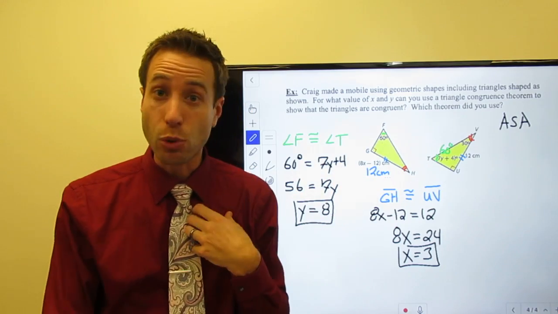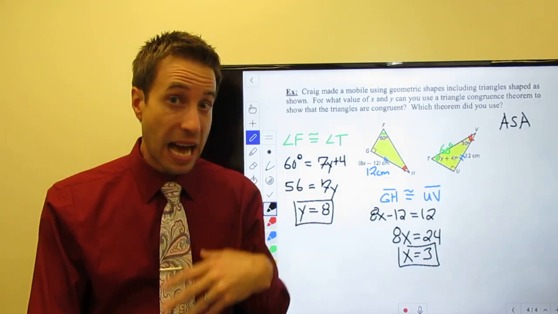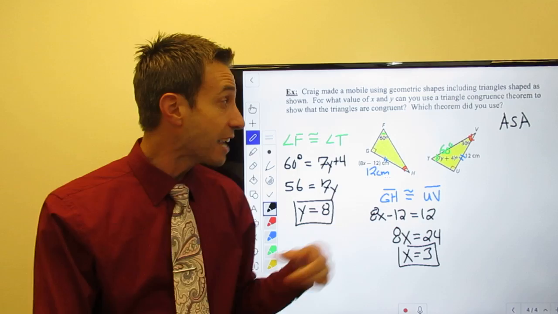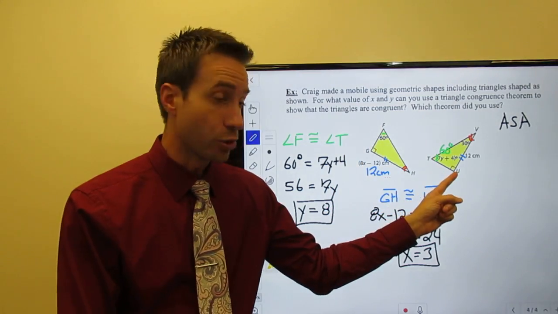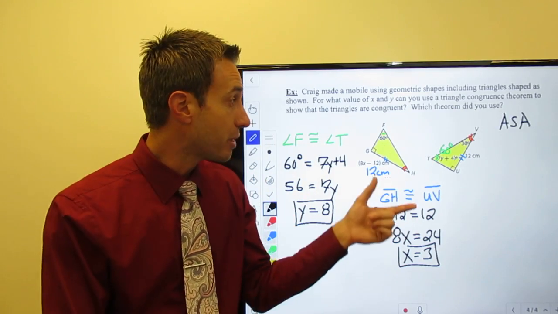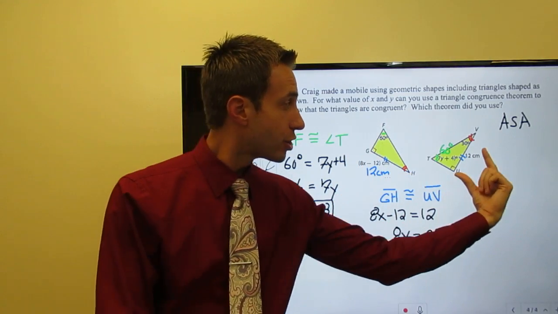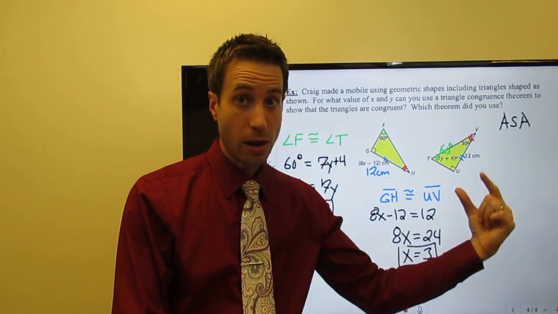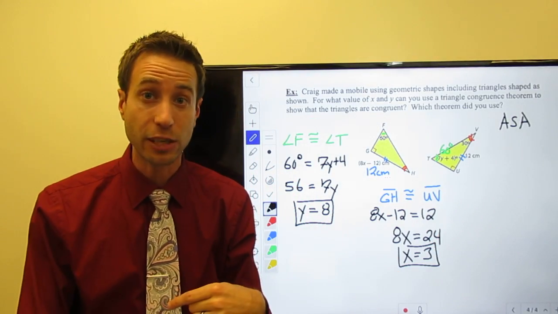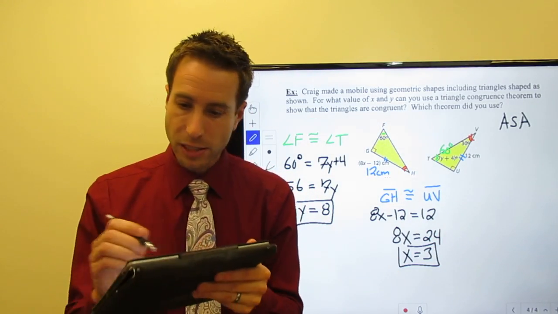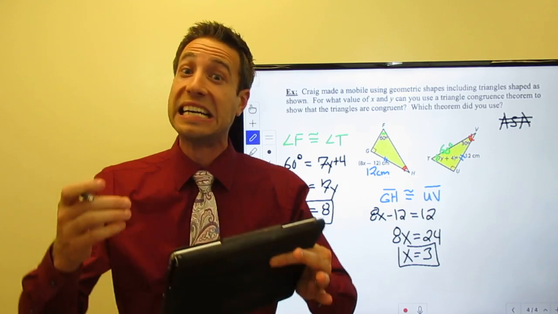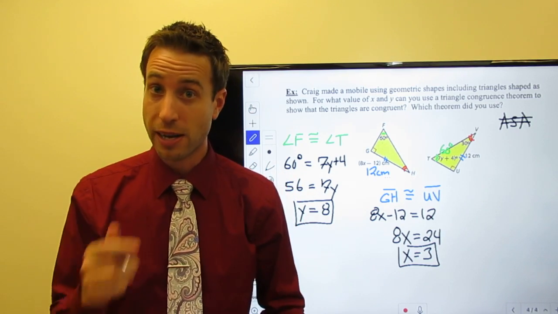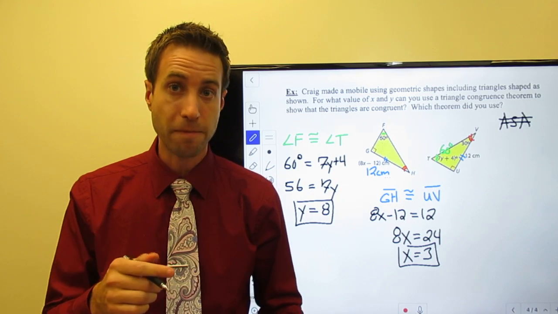And look, I don't know that. Based on the diagram, I don't know that. All I know is that angle F and angle T are congruent. I know that angle G and angle U are congruent. I know that side GH and UV are congruent, but that's not an included side. So at this point, I do not have enough information yet to say for sure these triangles are congruent.